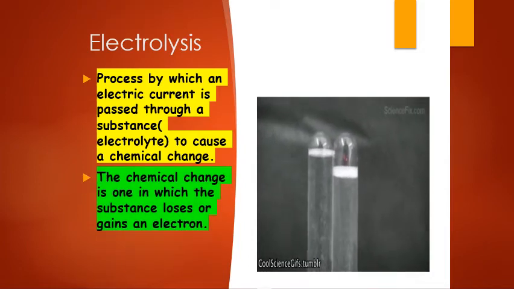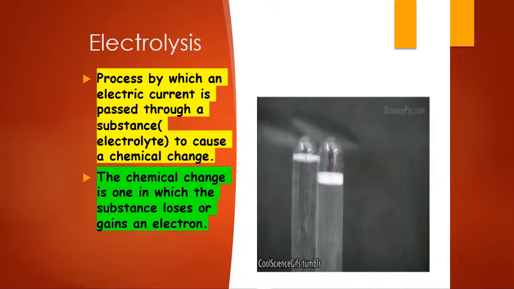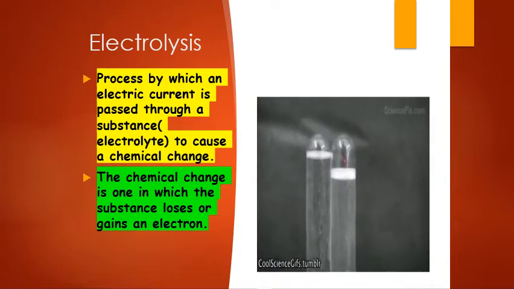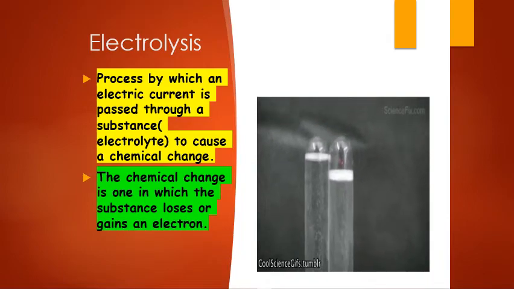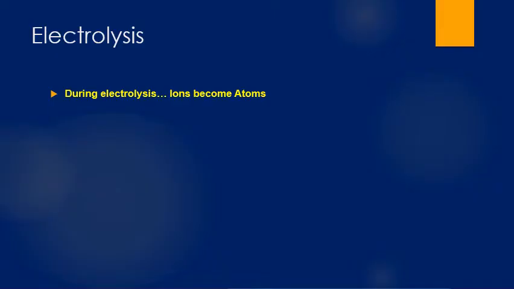A chemical change is one in which the substance loses or can gain an electron. That's electrolysis, people. So during electrolysis, ions are going to be moving. Ions, people, ions, not atoms. Ions move, and they're going to become atoms.